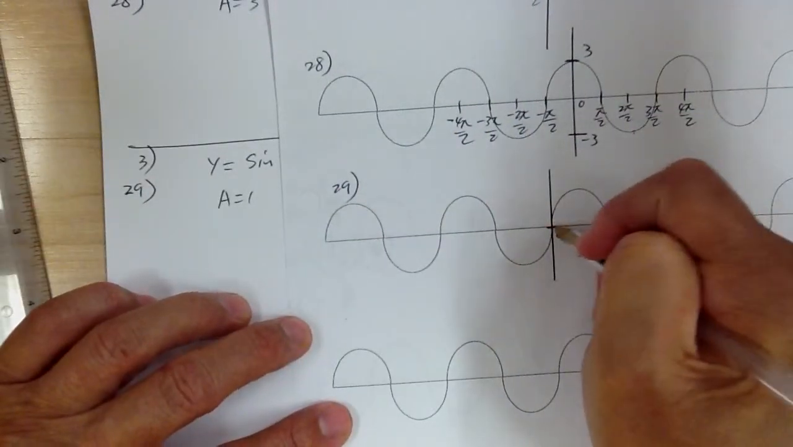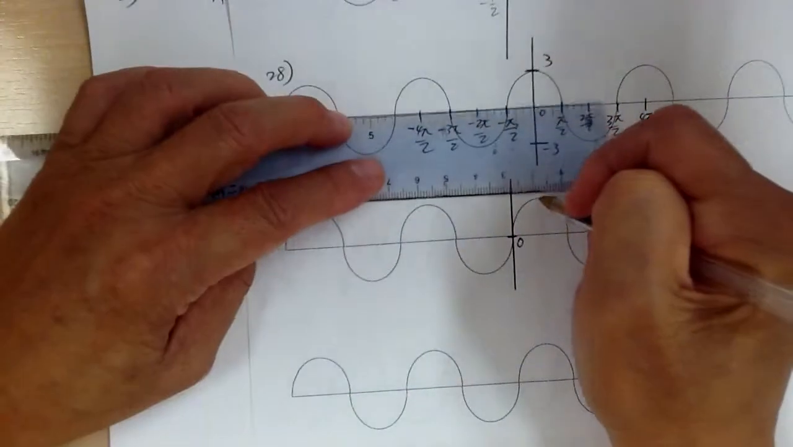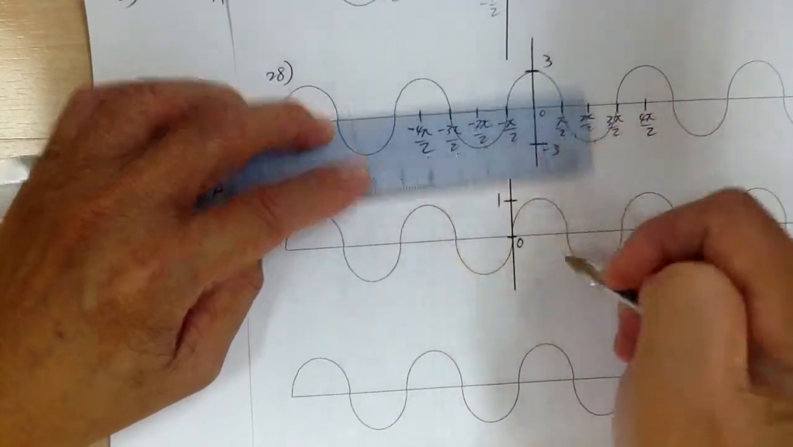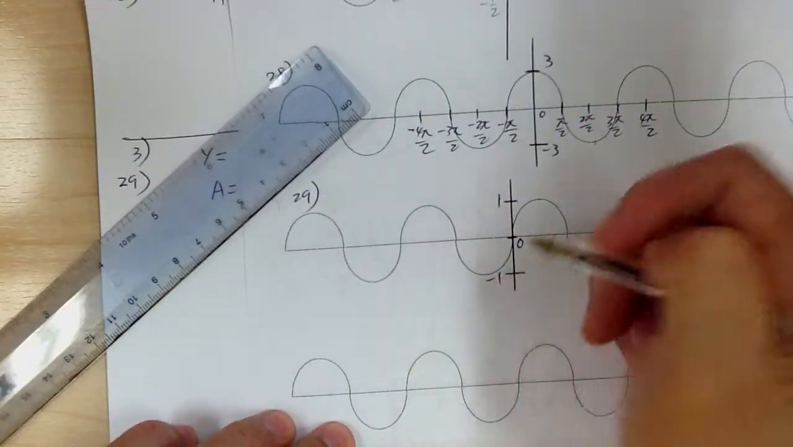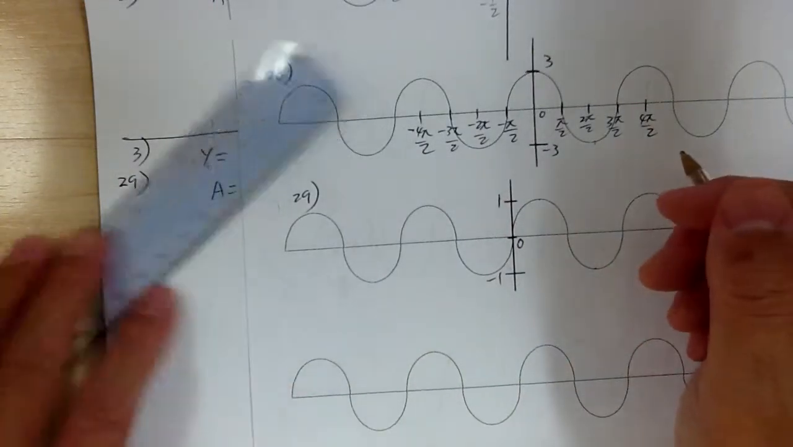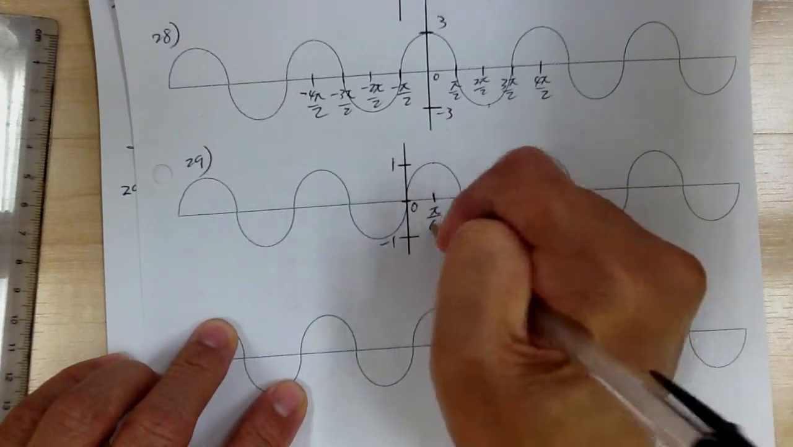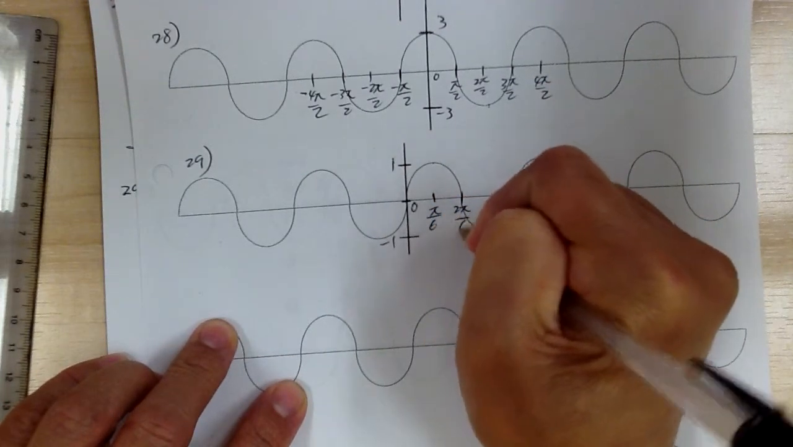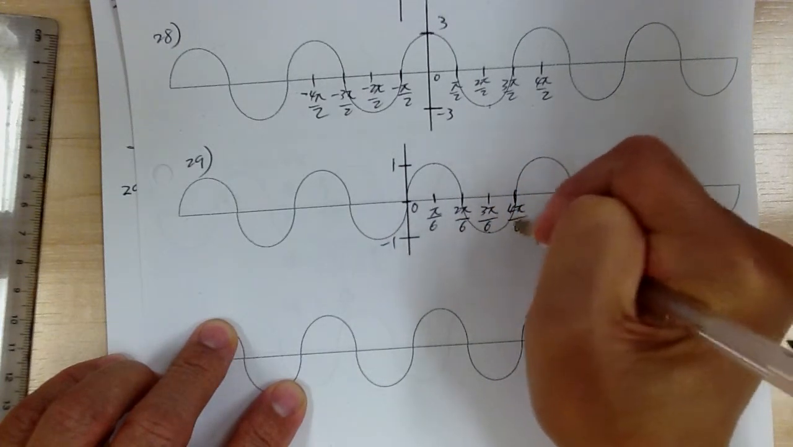So it's 0 over here. The a is 1, so you go up 1. So that's 1, and you go down 1. So that is your maximum, this is your minimum. And then the quarter wave is pi over 6. So that means every division is pi over 6. So it will be pi over 6, 2 pi over 6, 3 pi over 6, 4 pi over 6.